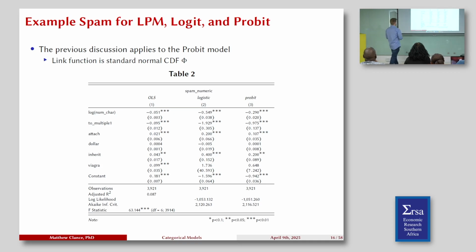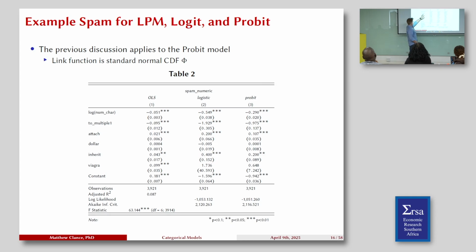So in this case, if I was looking at the number of characters, this is the log, so it's basically if we're increasing it by a percentage, and I don't want to get into the interpretation right now because it's a little bit funny, but basically, if the number of characters is going up, it reduces the likelihood that it is spam, or the probability of it being spam.